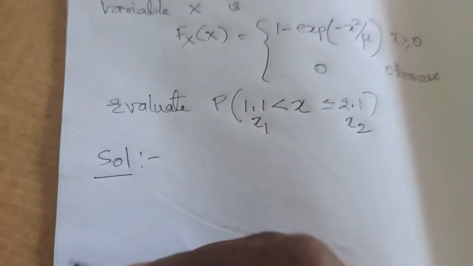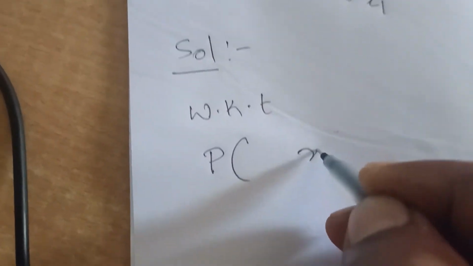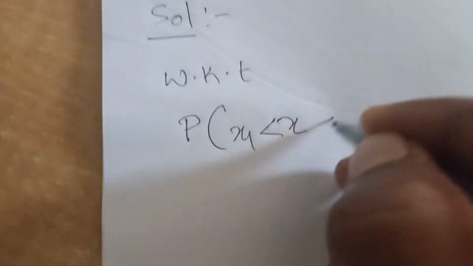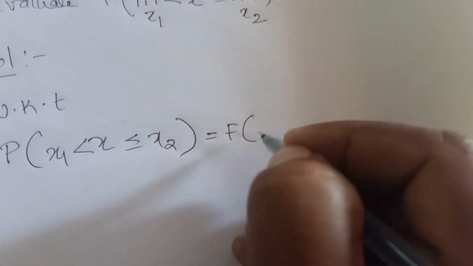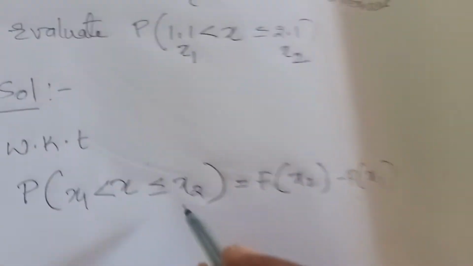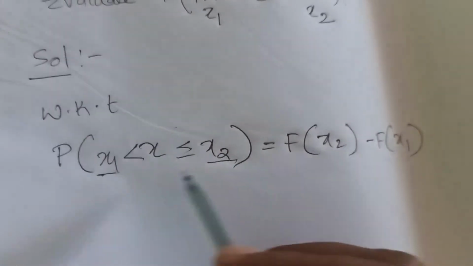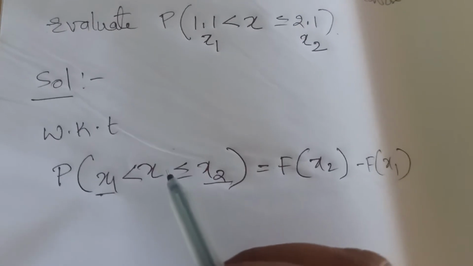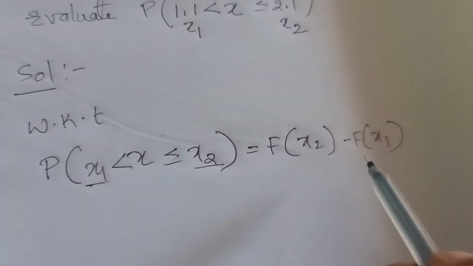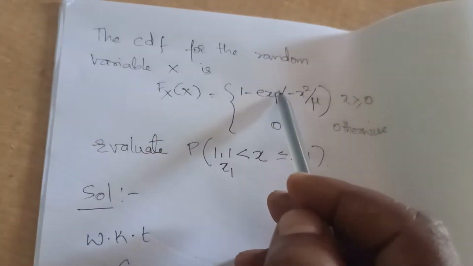So here the solution is, we know that P of x being greater than x1 and less than or equal to x2 will be equal to F of x2 minus F of x1. So F of x2 minus F of x1 is the probability of x being between x1 and x2. F of x2 and F of x1 you are going to substitute in terms of x.